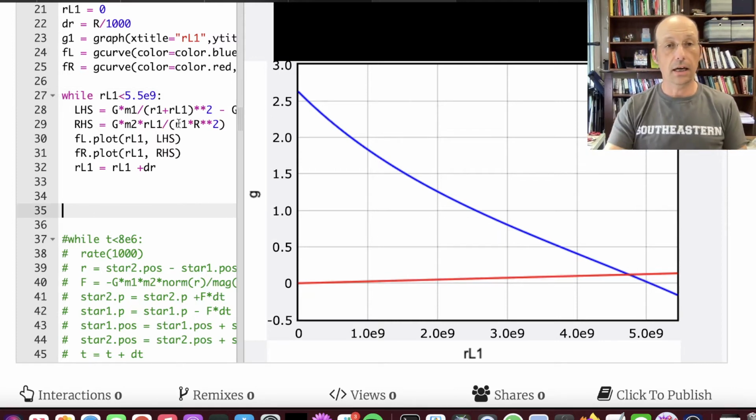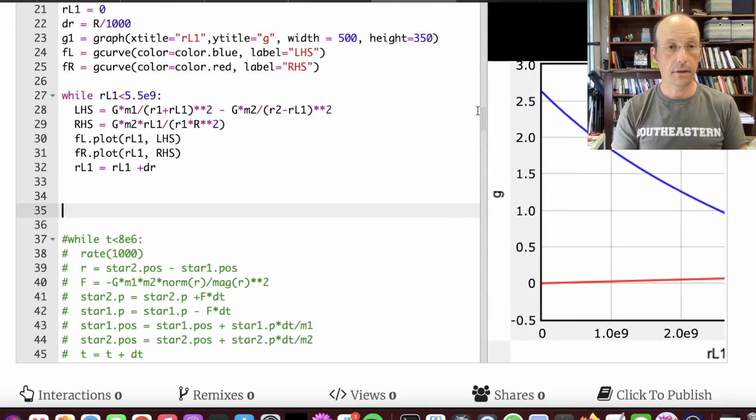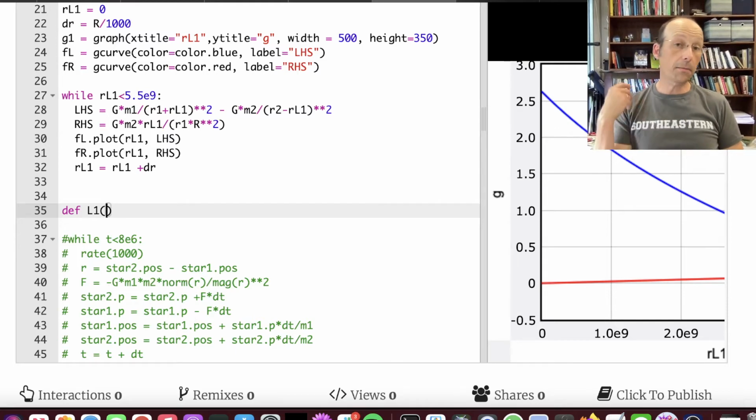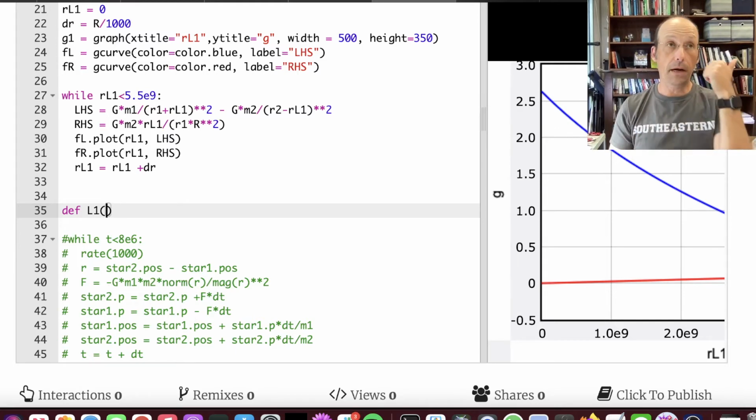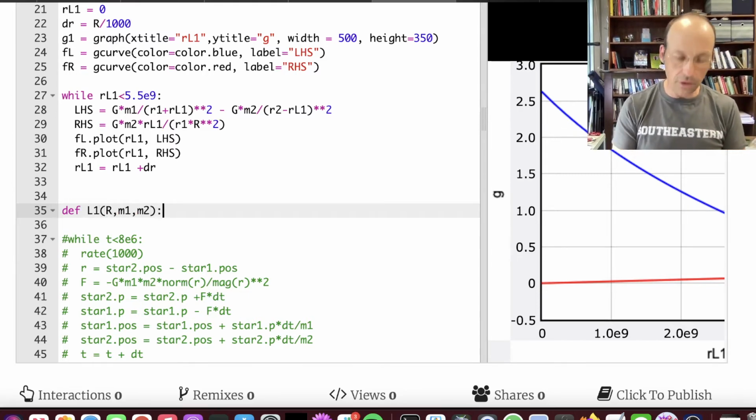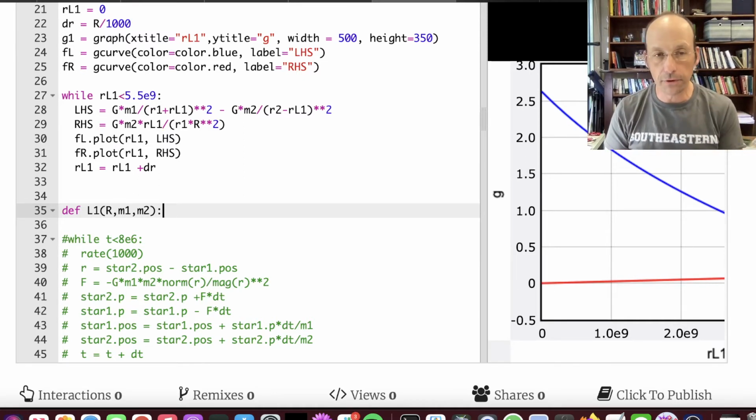So I'm going to say def L1. This is calculating L1. And I need to input my values for my system, which are my mass 1, mass 2, and my radius. So I'm just going to say R, M1, M2. And yes, theoretically, you shouldn't use global variables like this. This is a bad idea. I'm a bad person for doing this.